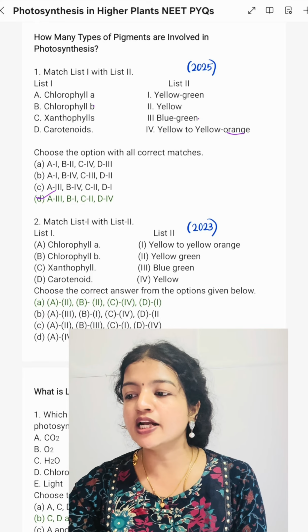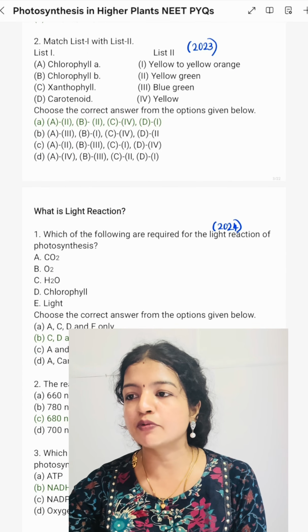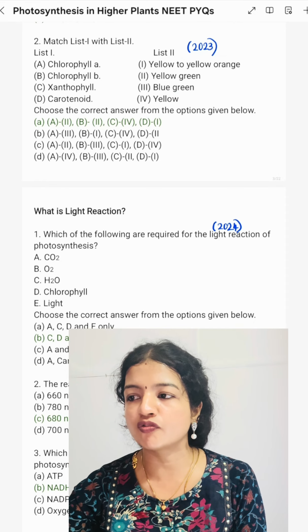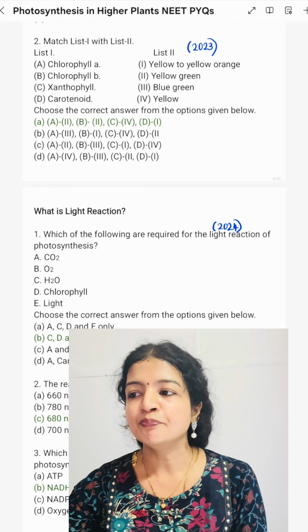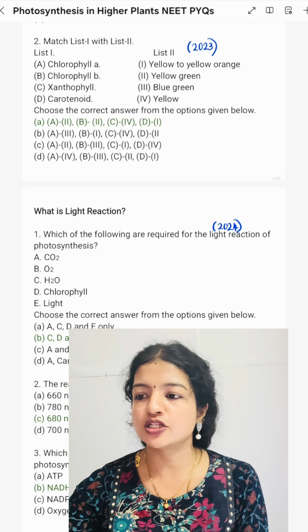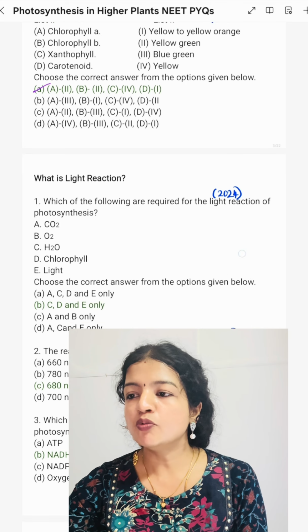The same question was asked in 2023 also. The same question. Chlorophyll A, blue green. Chlorophyll B, yellow green. Xanthophylls yellow. Carotenoid yellow to yellow orange. Option A. Then, what is light reaction?